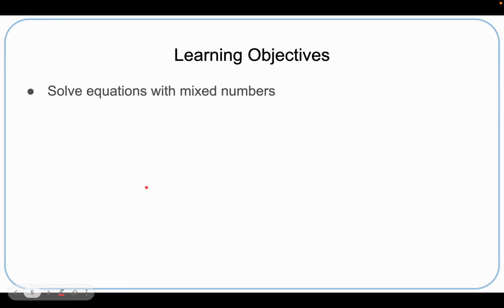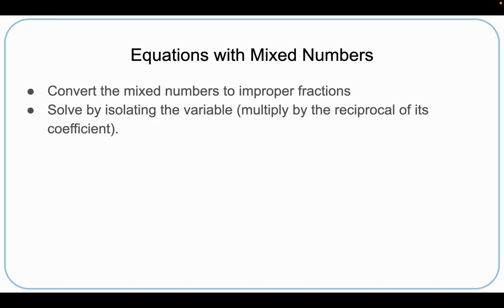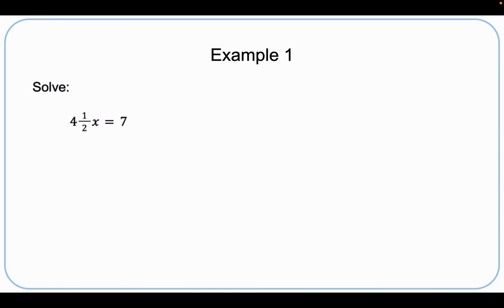Our learning objectives today are to solve equations with mixed numbers. So for equations with mixed numbers, we need to convert those mixed numbers to improper fractions. And then we can solve by isolating the variable, which usually means multiplying by the reciprocal of its coefficient, like we just kind of went through in the warm-up there.